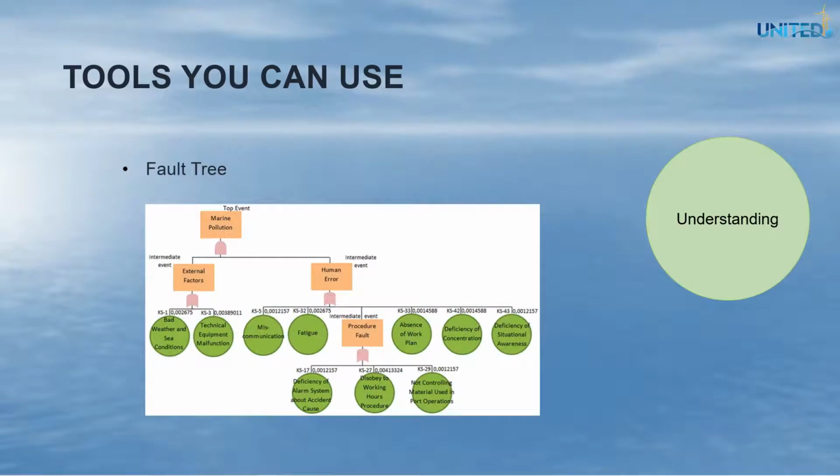A fault tree works in a similar fashion, but starts with the impact of a hazard and then tries to analyze where the impact came from. In this case, the impact was marine pollution, and it stemmed from external factors, in this case bad weather and sea conditions, for example, and human error, which was caused by fatigue and miscommunication.